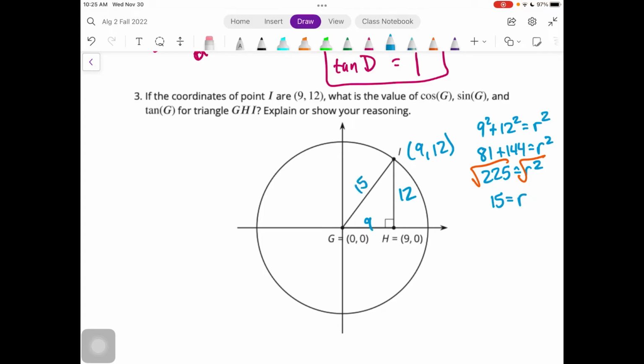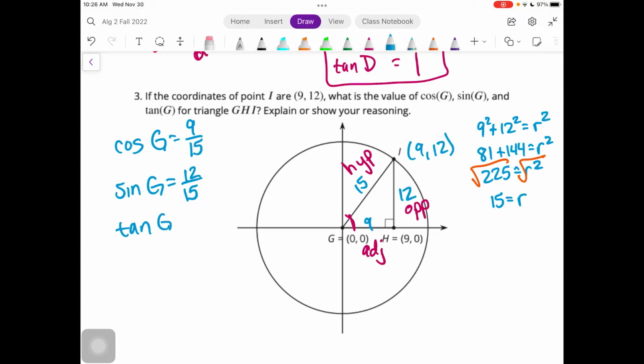So now our cosine of G, and remember G is this angle right here. So this is the adjacent side, and this is the opposite side, and the hypotenuse is always across from the right angle. All right, so cosine is adjacent over hypotenuse, so 9 over 15. Sine of G is opposite, which is 12, over hypotenuse, which is 15. And tangent of G is opposite, which is 12, over adjacent, which is 9.